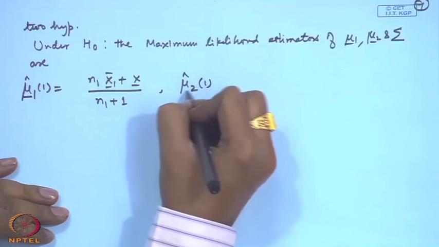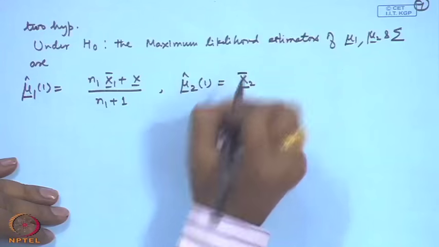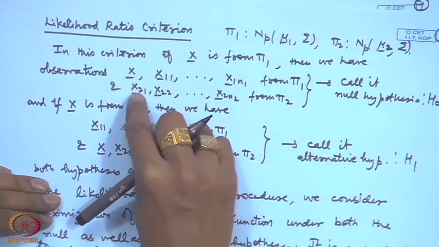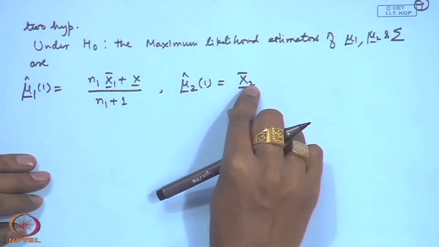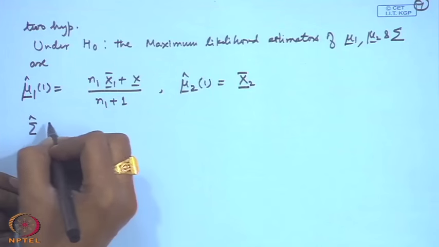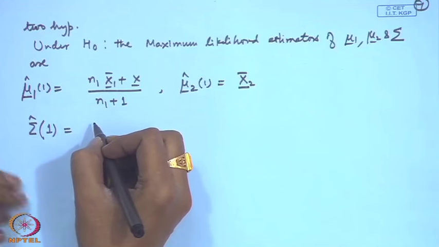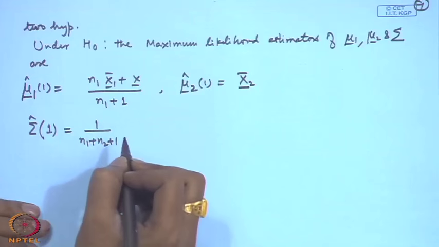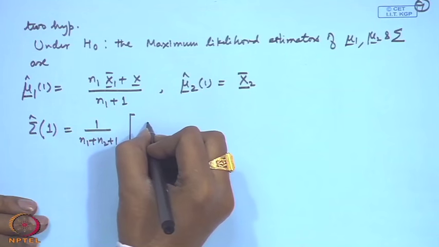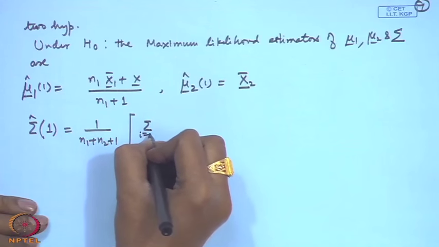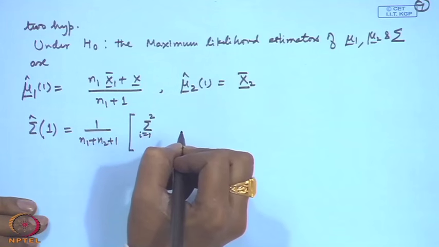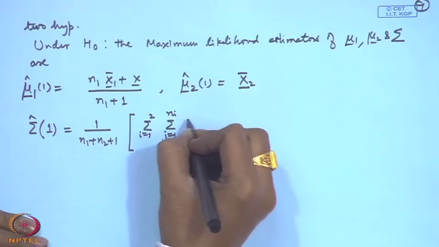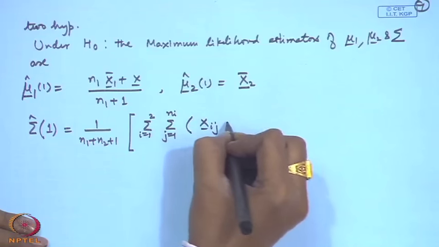For the second one, it will be simply the mean of the n2 observations, that is mu 2 hat 1 equals x2 bar. So in the first case it is n1 plus 1 observations, in the second case it is n2 observations here. And the sigma hat, let us call it under 1, that is equal to 1/(n1+n2+1) times the sum over i = 1 to 2 and j = 1 to n_i of (x_ij minus x_i bar).